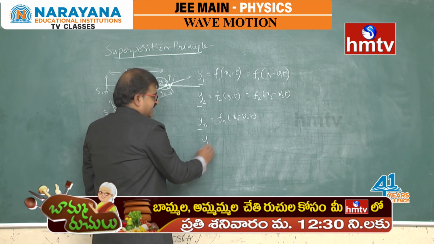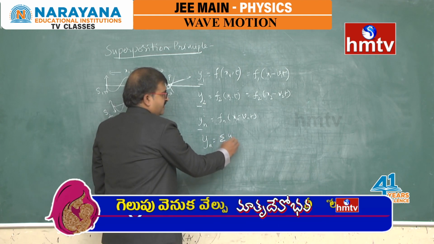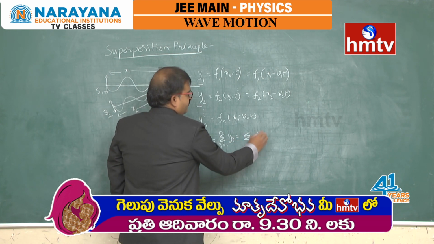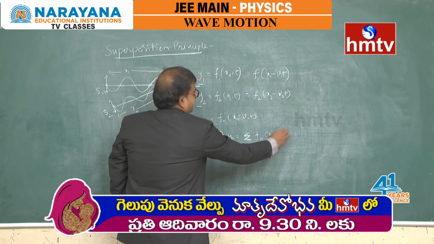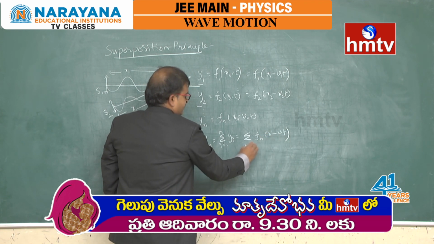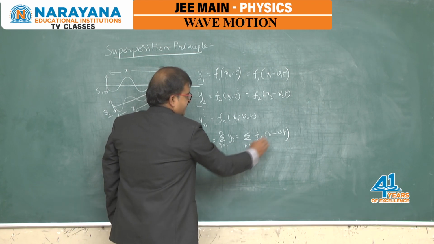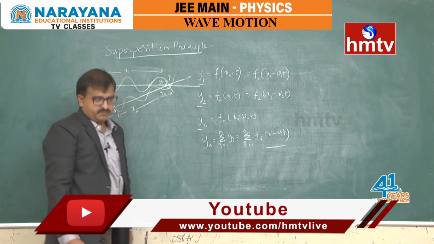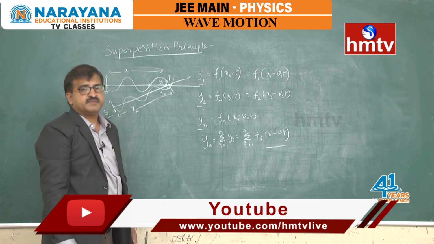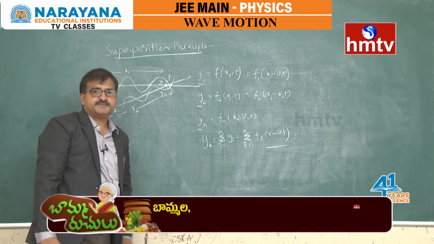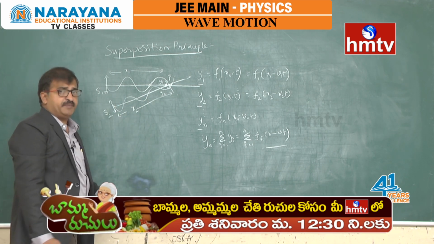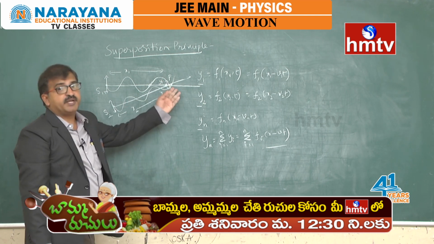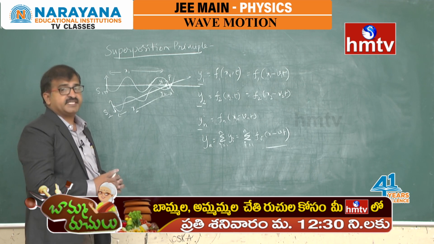So here the resultant, y resultant, is equal to the sum of yi, where i runs from 1 to n, or the sum of fn of x minus vt, where i runs from 1 to n. This is called the principle of superposition. Let us take an example such that these two vibrations are in the same vertical plane, and both are superimposed, that means they are passing through the same point.